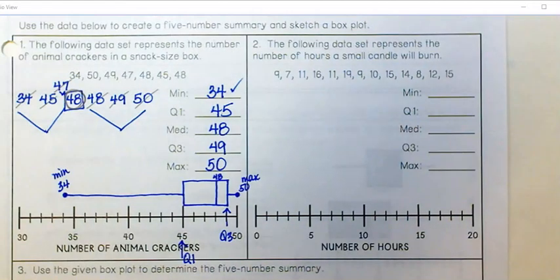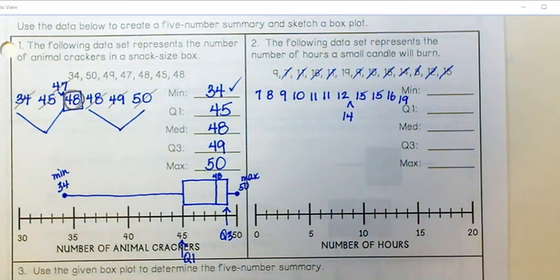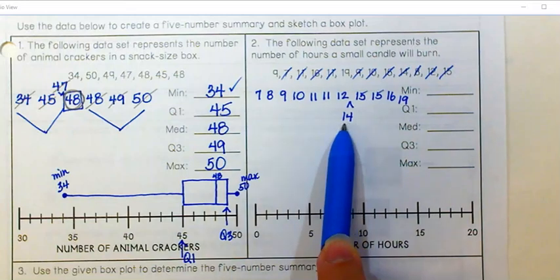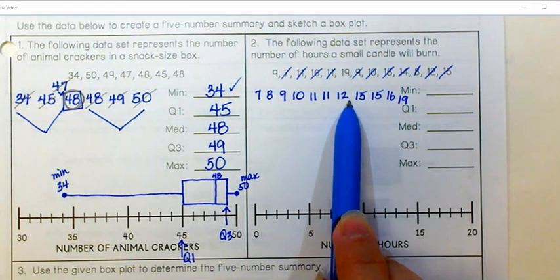Number 2, the following data set represents the number of hours a small candle will burn. First of all, I find it helpful to take a second and put the numbers in order from least to greatest. So I'm going to do that. I'm going to pause while I do it. All right, I've got them listed from least to greatest. Originally, I didn't see the 14, so that goes right here in the middle of the list.